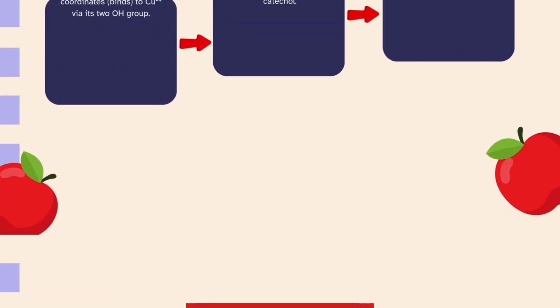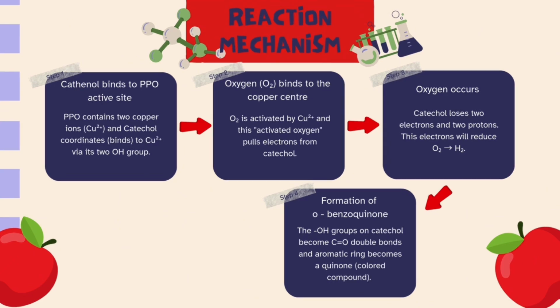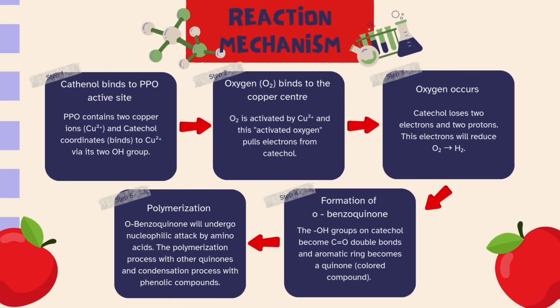The fourth step is formation of ortho-benzoquinone. The OH groups on the catechol become C double bond O, and the aromatic ring becomes a quinone, which is a colored compound. The last process of browning apple, or oxidized apple, is polymerization. How does it happen? Ortho-benzoquinone will undergo nucleophilic attack by amino acids, polymerization with other quinones, and condensation with phenolic compounds. This will make the apple turn brown in color, or we can say that the apple has oxidized.